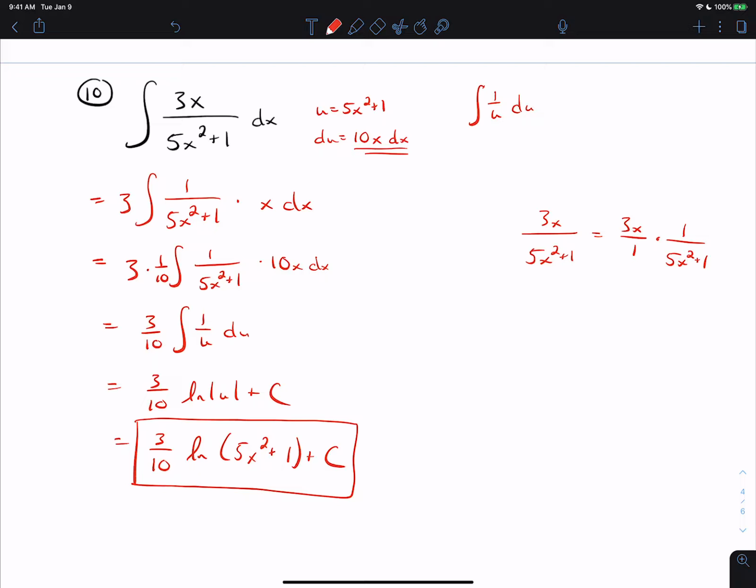In some cases, you could not drop the absolute value. If you had 5x cubed plus 1, you could not drop the absolute value because the x cubed could be negative.